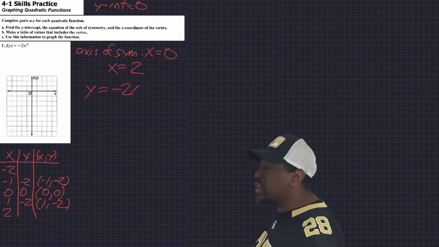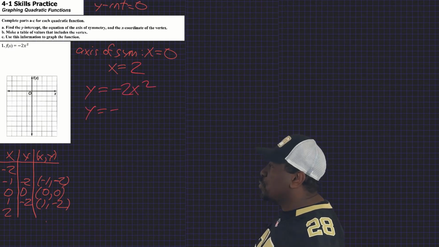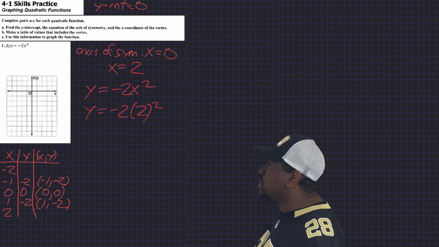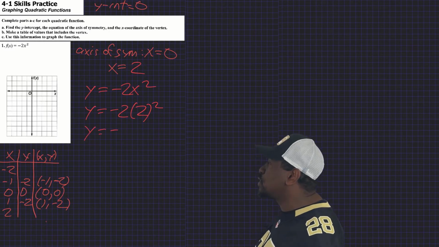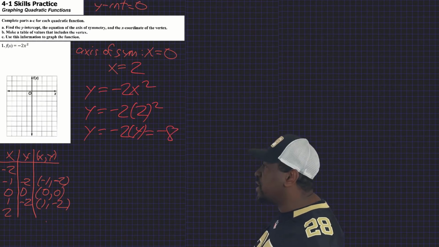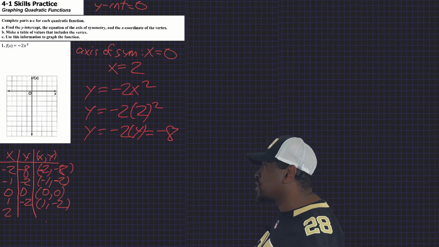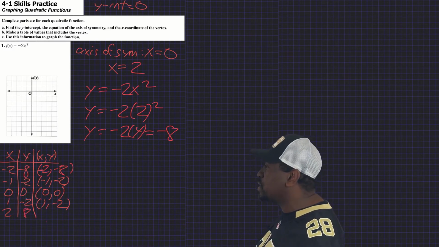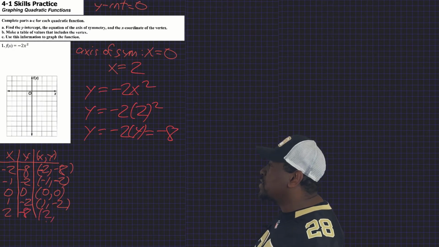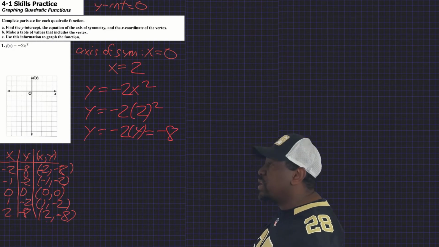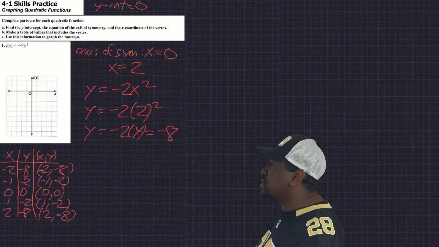We like to deal with positive numbers. It makes it easier. And so we write our equation again, negative 2x squared. We substitute 2 for x. Using order of operations, we square 2. 2 squared is 4. So we will have negative 2 times 4, and negative 2 times 4 is negative 8. And so when x is 2, y is negative 8, which means when x is negative 2, y is also going to equal negative 8, which will pop up in a sec. There we go. So now we have our 5 values, and we can now graph our quadratic function.